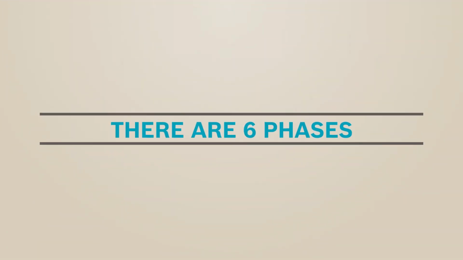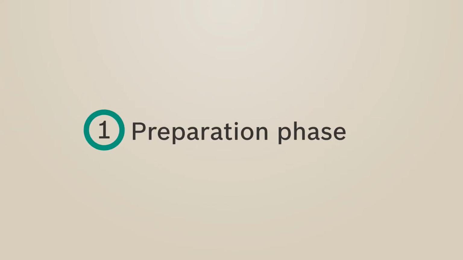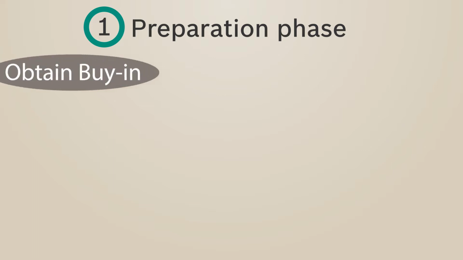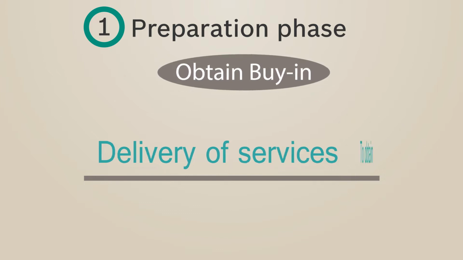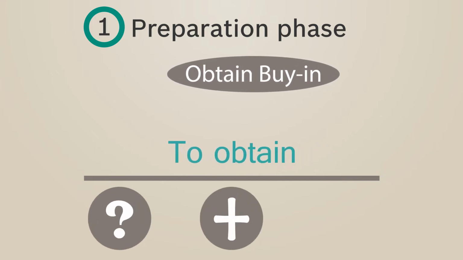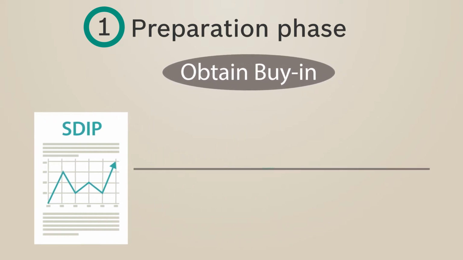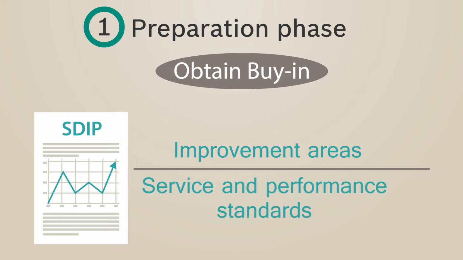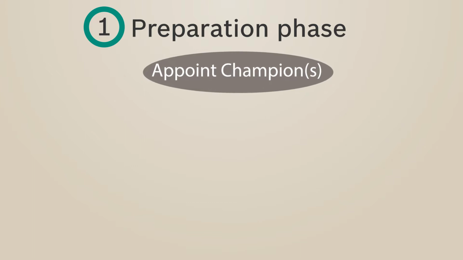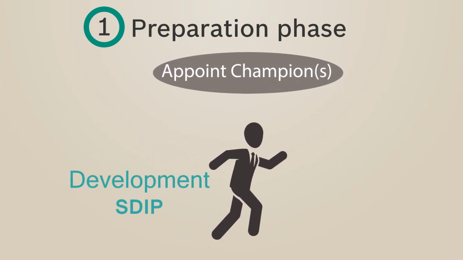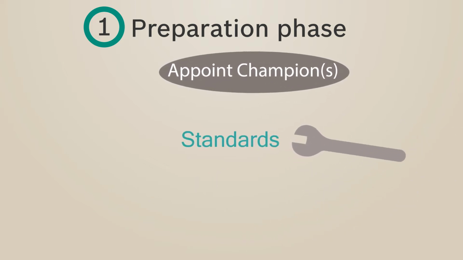There are 6 phases to consider when developing service delivery improvement plans. The first phase is the preparation phase. During the preparation phase, obtain buy-in from all stakeholders involved in the delivery of services to obtain understanding, support, and resources for developing a service delivery improvement plan, which will outline the improvement areas on the existing service and performance standards of the institution. Next is to appoint a champion or champions to run with the development of the Service Delivery Improvement Plan and the setting of revised standards within the government institution.